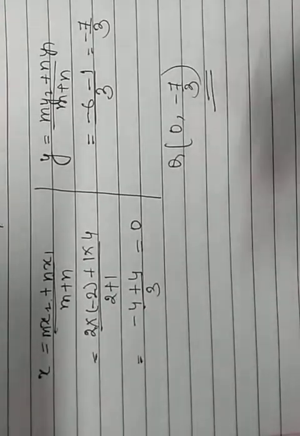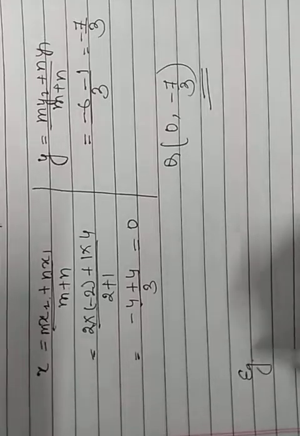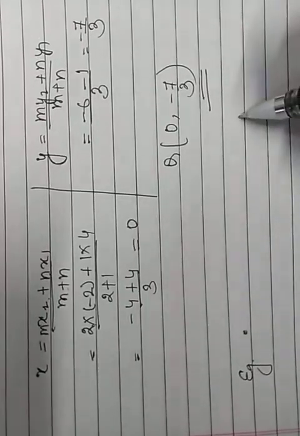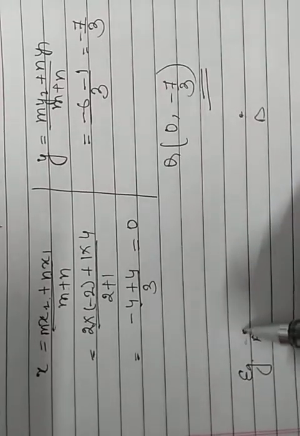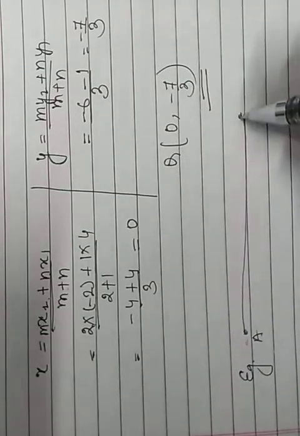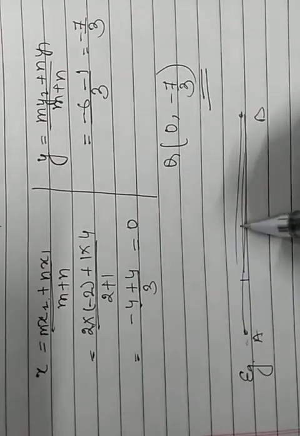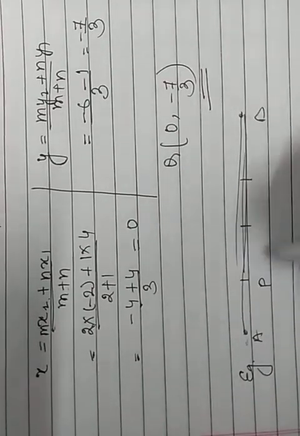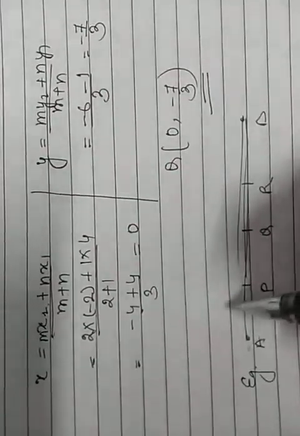In this way, we will solve such type of questions. Suppose the question says that 2 points are given, A and B, and it is divided into 4 equal parts, and we have to find the coordinates. So let this be P, this be Q, this be R. As they are equal parts, all are in the ratio of 1, 1, 1.